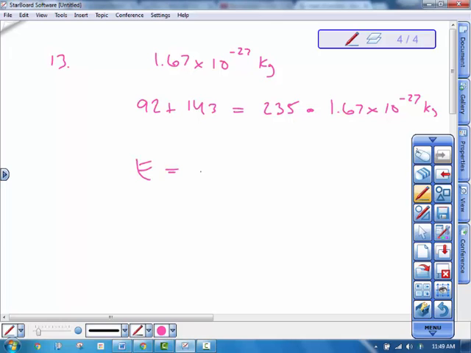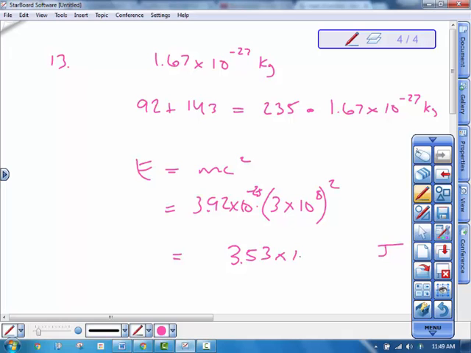And then from there we can use E equals mc squared, where we use the mass in the nucleus times the speed of light squared. The speed of light is 3 times 10 to the 8th meters per second, so we're going to want to square that. That gives us the total energy in joules. The mass is 3.92 times 10 to the negative 25th, and when you do the multiplication, you get about 3.53 times 10 to the negative 8 joules of energy.